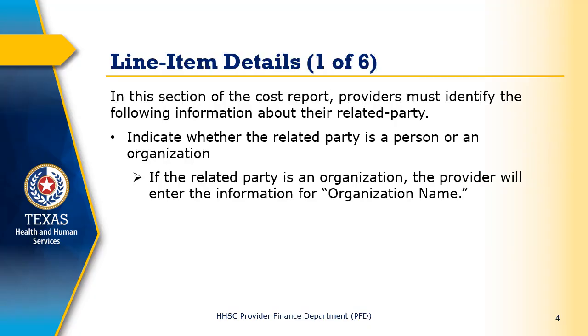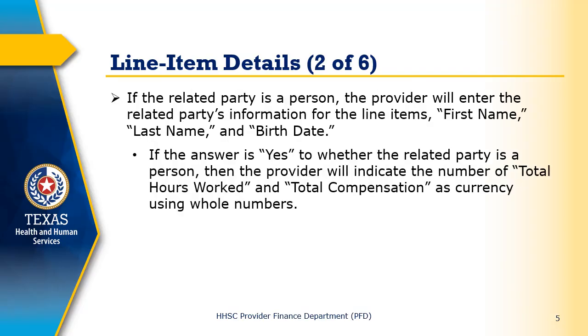Section 5 of the cost report collects information about related party information that providers are required to disclose. Providers must indicate whether the related party is a person or an organization. If the related party is an organization, enter the necessary information using the drop-down options for the organization name.